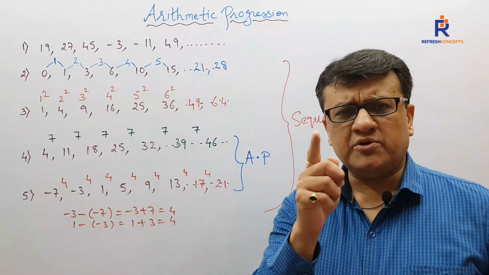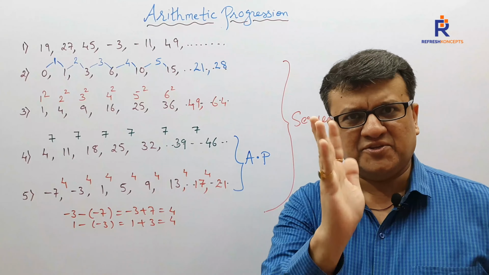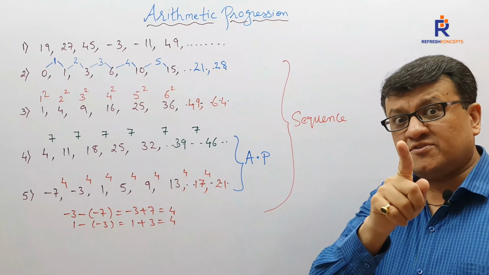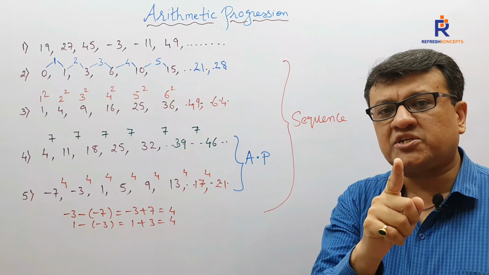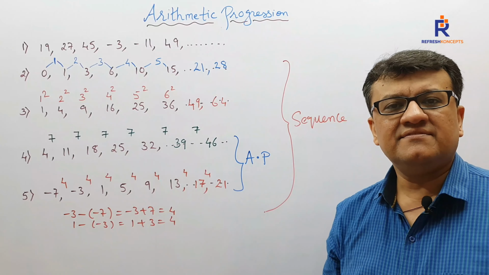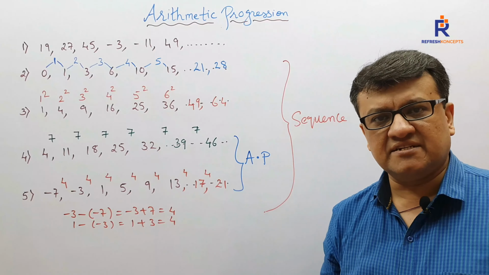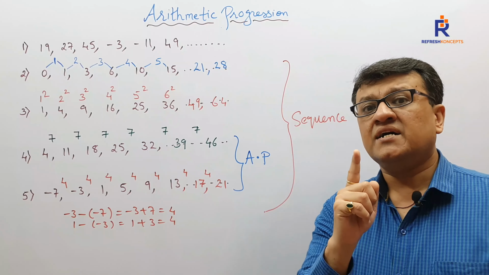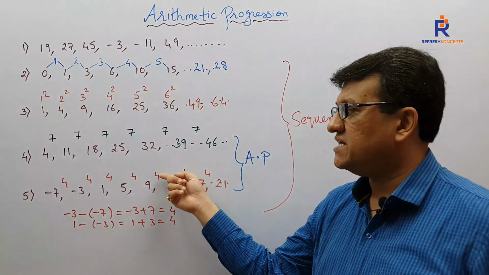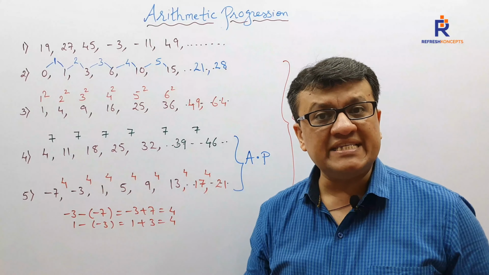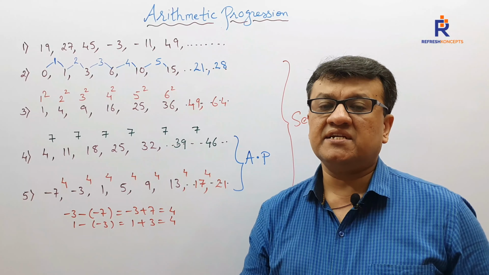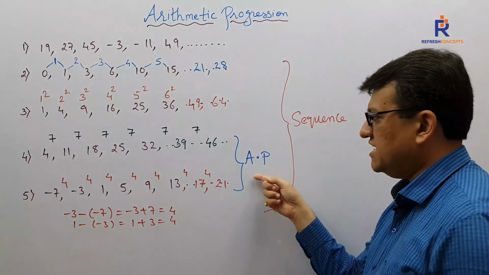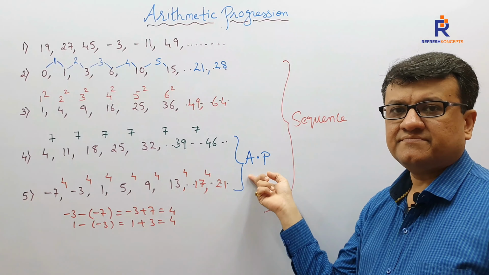So let's now define what is an AP. AP is also a sequence. Within a sequence only lies AP. So AP is a special type of sequence in which the difference between the consecutive terms happens to be constant. Within a sequence, when the difference between consecutive terms happens to be constant, the sequence is named by a different name, and that name is nothing but AP.